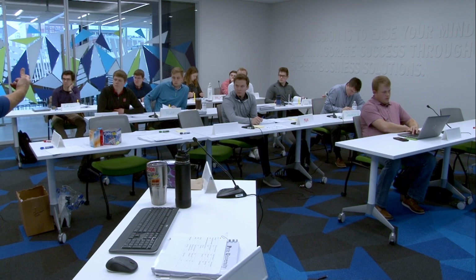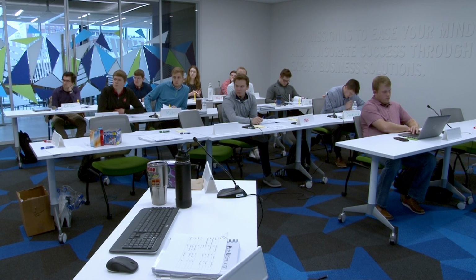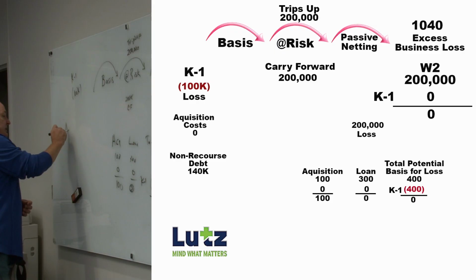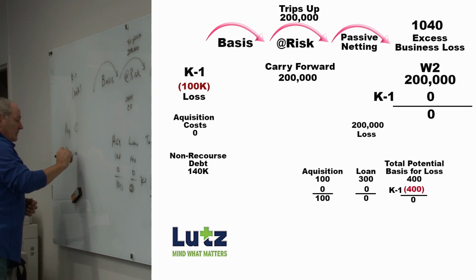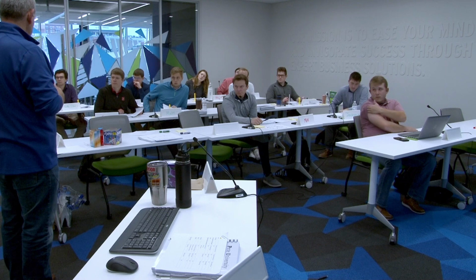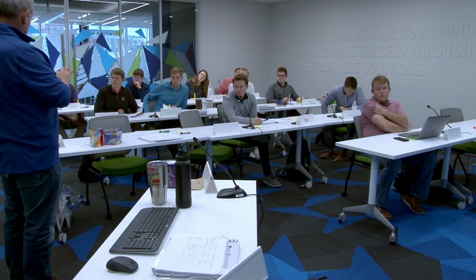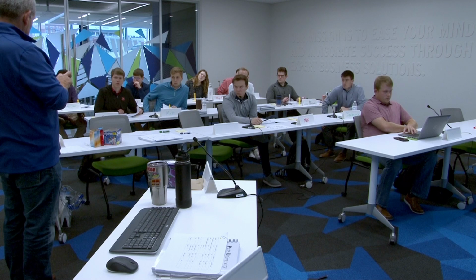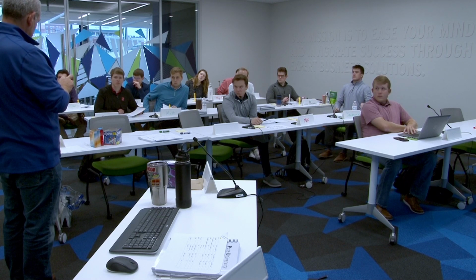jump the hurdles. In Stuthman, he has an acquisition cost of 0, and per the K1, non-recourse debt of 140. Right? So does he have basis to jump over the first hurdle? Yes, it would just be right. He doesn't have an acquisition cost.